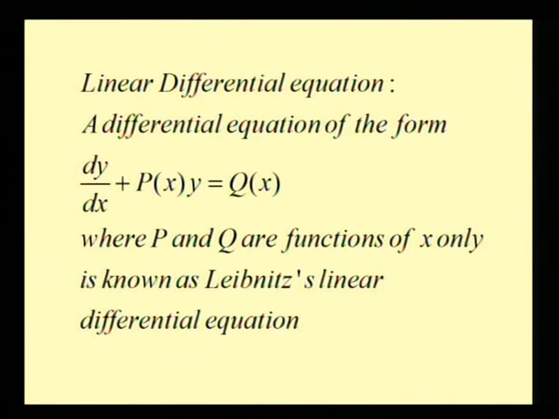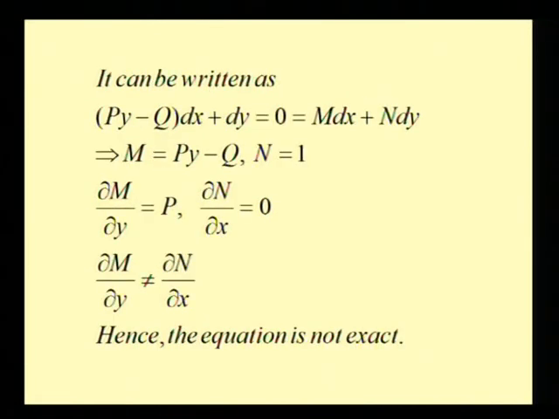The equation of the form dy by dx plus p, a function of x only, into y is equal to q of x. Here p and q are both functions of x only. Then the equation in this form is known as the Leibniz equation or linear equation. It is a first order equation. We will try to solve this equation by making it exact. First write out this equation in m dx plus n dy form.